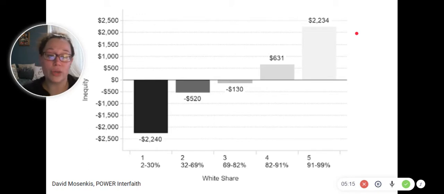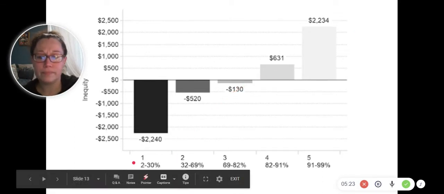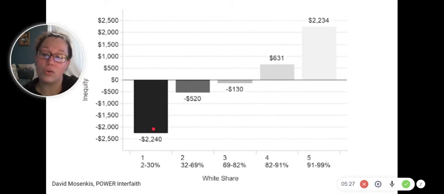And this is another way of showing it in bar charts instead of in the dots as before. And down here, he shows you the percentage in each quintile. So our most inequitably funded districts are those that have between 2 and 30% white students. And up here, you have 91 to 99% white students. And on average, what these folks are getting more, these folks are getting less, again, per student.